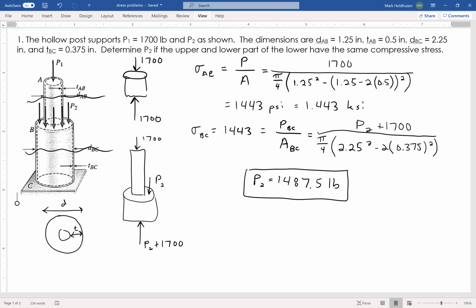So with these problems, the first thing you need to do is find the load going through each section that you're looking at. Once you have the internal load, the internal normal force, simply divide that by the area to find the normal stress in each section.